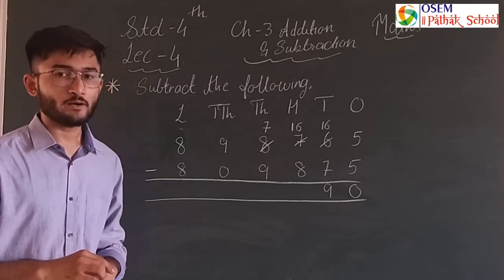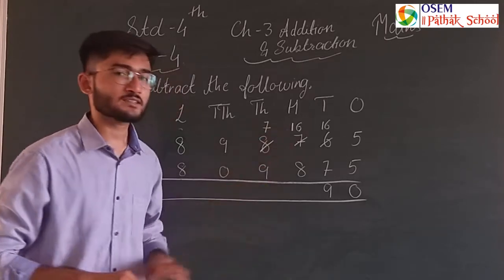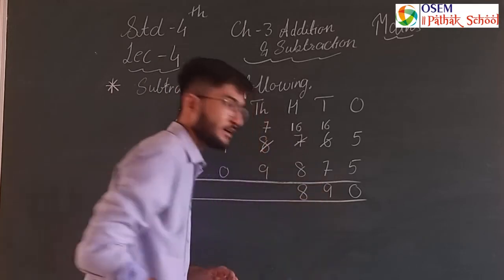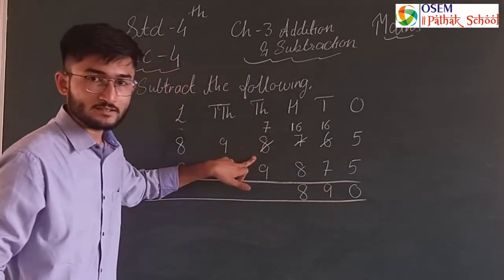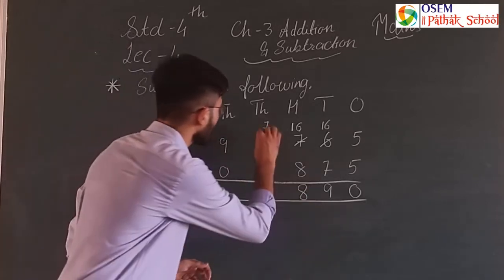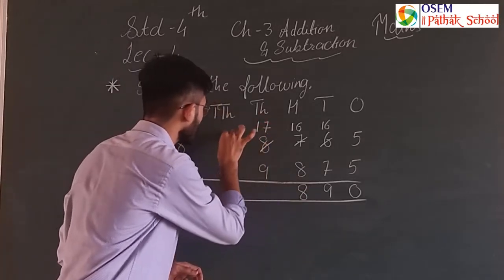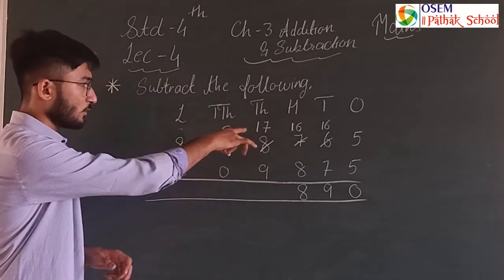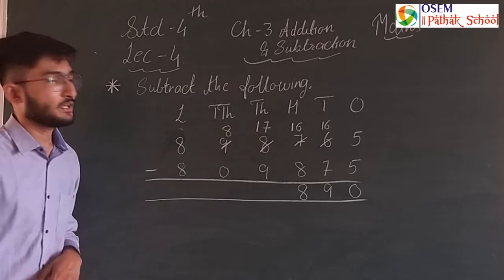Okay, this 8 will become 7. 16 minus 8 is 8. Okay, here is 7, here is 9. 7 minus 9 is not possible. So 7 becomes 17 and here 9 becomes 8 because we need to borrow 1 from this. So this 9 will give 1 to her and 9 will become 8.